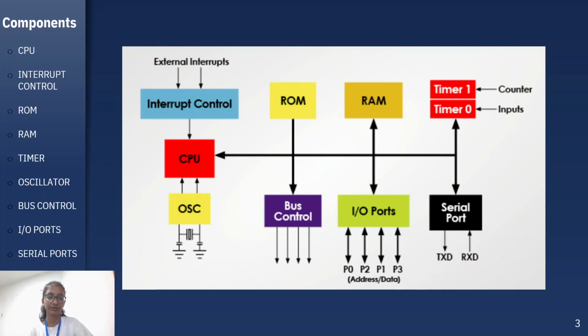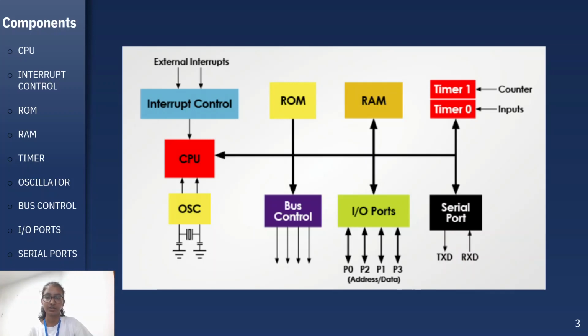The 8051 microcontroller has 4 KB of ROM and 128 bytes of RAM. ROM is used for the preloaded or stored program, and RAM is used to store data temporarily during the operation or program execution.